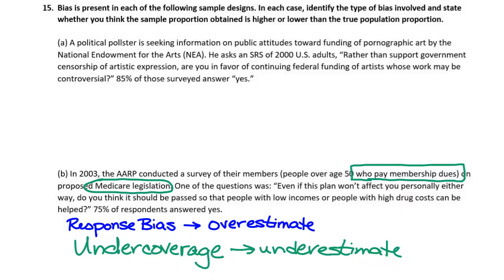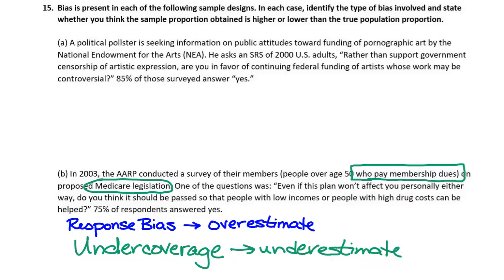I think the type of bias here really depends on whose opinions the AARP is actually interested in. Are they only interested in their members' opinions? If that's the case, then I would go with this being response bias. They asked just their members. If that's the population of interest for them, then that wouldn't be under coverage. But if they're interested in anybody that this legislation could affect, they did not go to that pool of people. They only asked their members, so then we'd be looking at under coverage. But it could be argued either way on this one.